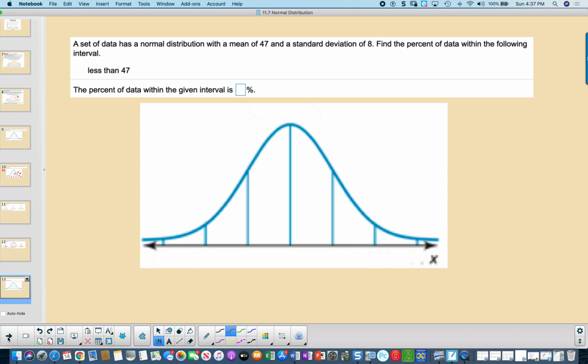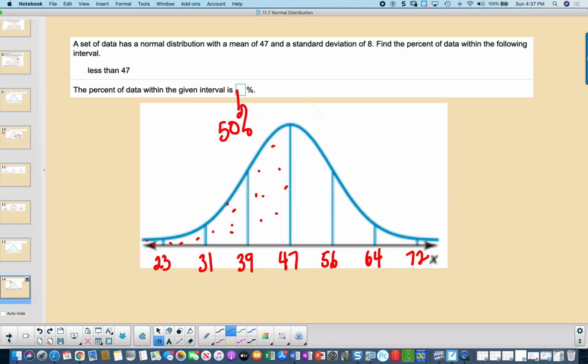Let's go ahead and label with the information we have here and try to answer the question. Find the data percent within the following interval: less than 47. And here's the data set. Less than 47 is going to amount to half of the data, and so that'll be 50%.